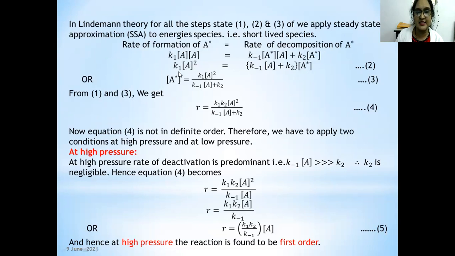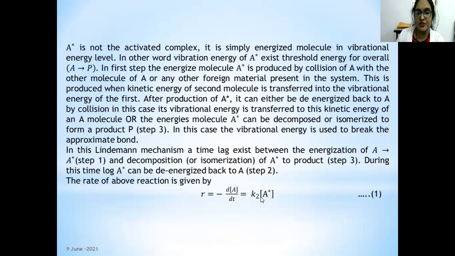Concentration of A star is equal to K1 concentration of A square divided by K minus 1 into concentration of A plus K2. Okay, so this is the value of concentration of A, equation number 3. Now, substitute this value of concentration of A star in equation 1.